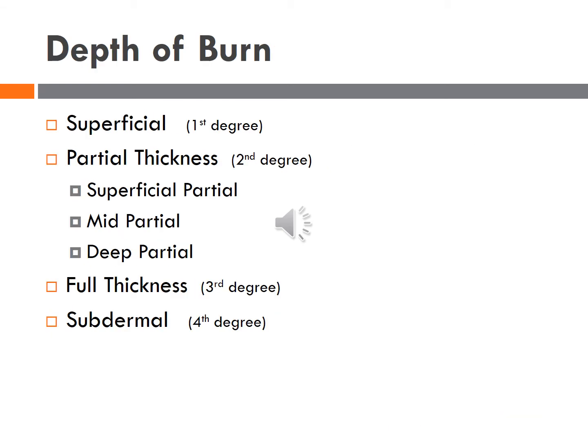So let's talk about depth of burns. A superficial burn is what's usually referred to as a first-degree burn. A second-degree burn, or a partial thickness burn, can be several types. It can be superficial partial, mid-partial, or deep partial. And you actually could have one burned area that has multiple depths to it. A full thickness burn is considered a third-degree burn, and a subdermal burn, or below the dermis, is considered a fourth-degree burn. This is the most serious.